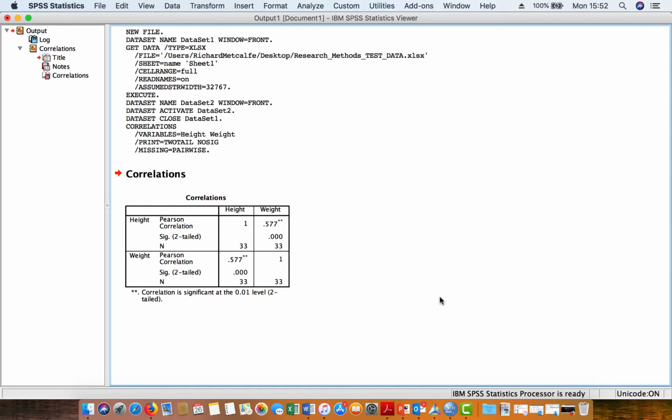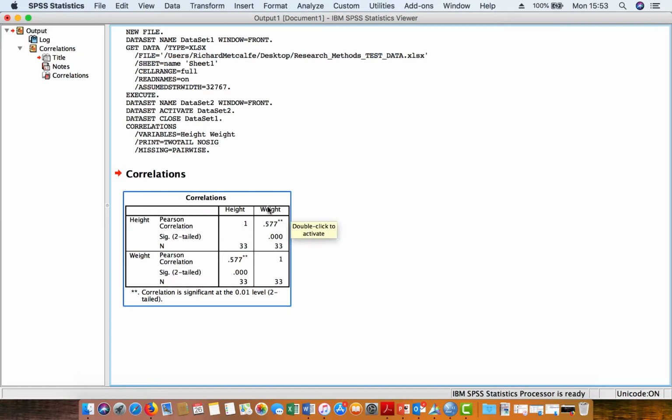And so you're going to get a box that looks something like this. And you can see here that we've got three different numbers in this box. And then we've got basically a matrix here where it's showing us the correlation between height and height, height and weight, weight and height, and weight and weight. So obviously we're not interested in the correlation between height and height, that's useless. But we are interested in the correlation between height and weight. And what you can see here is we've got a Pearson's correlation coefficient. We've got our p-value, our significance value, two-tailed. And we've got the number of values that were included in our analysis.